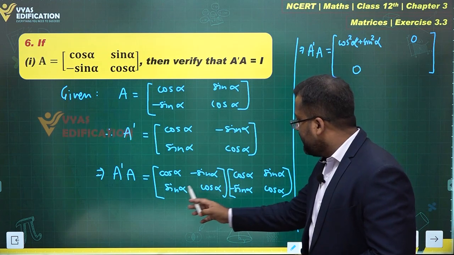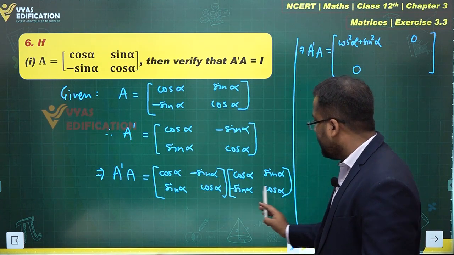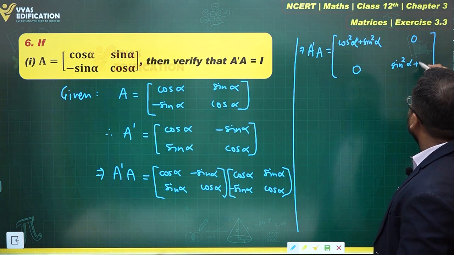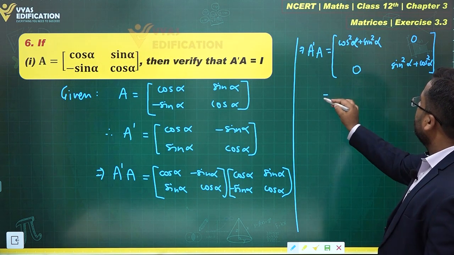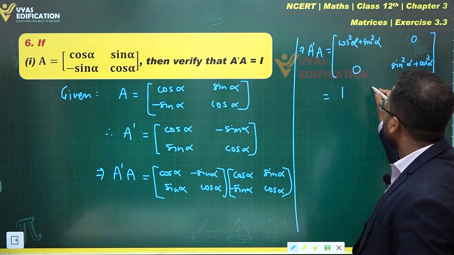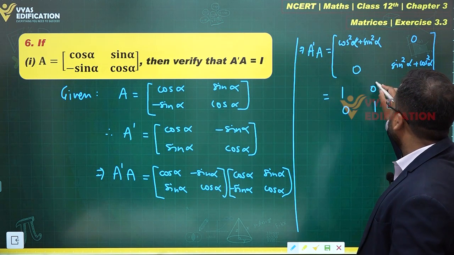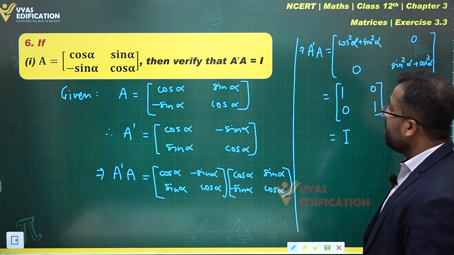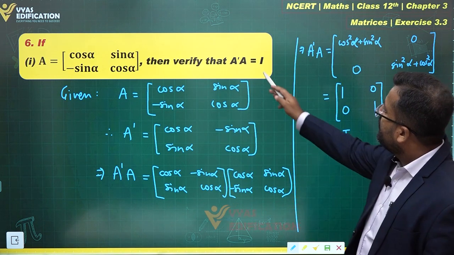Sin alpha times sin alpha will be sin square alpha, and plus cos square alpha. This will be sin square alpha plus cos square alpha. And what is this equal to? Sin square theta plus cos square theta is simply 1. This is 1, 0, 0, 1. This is what I obtained. And yes, this is the identity matrix. This is identity matrix of order 2.